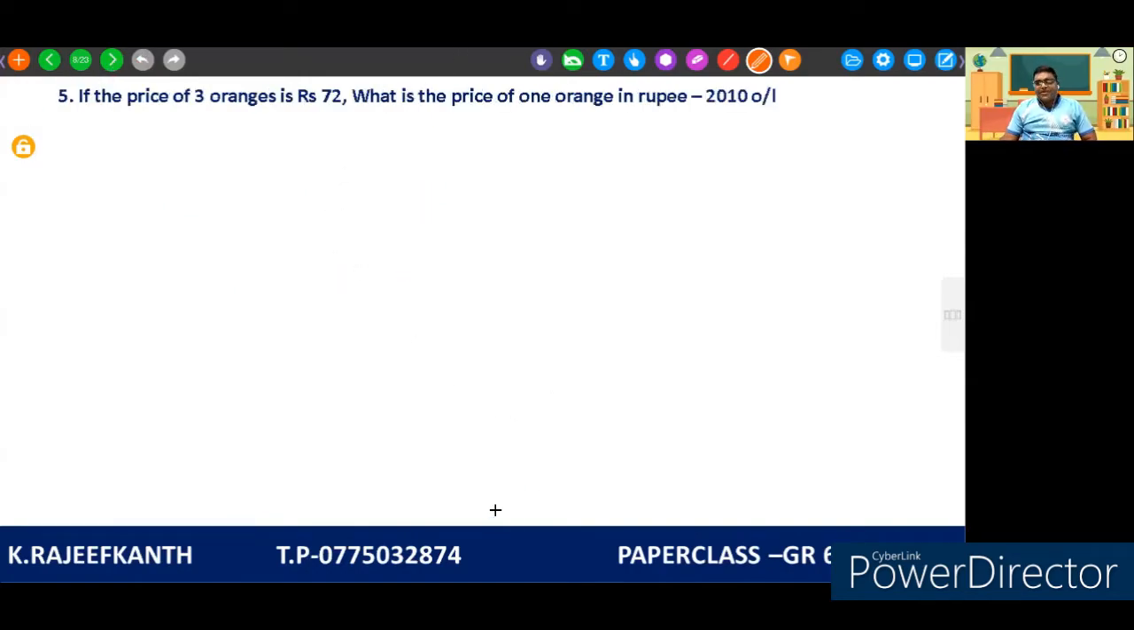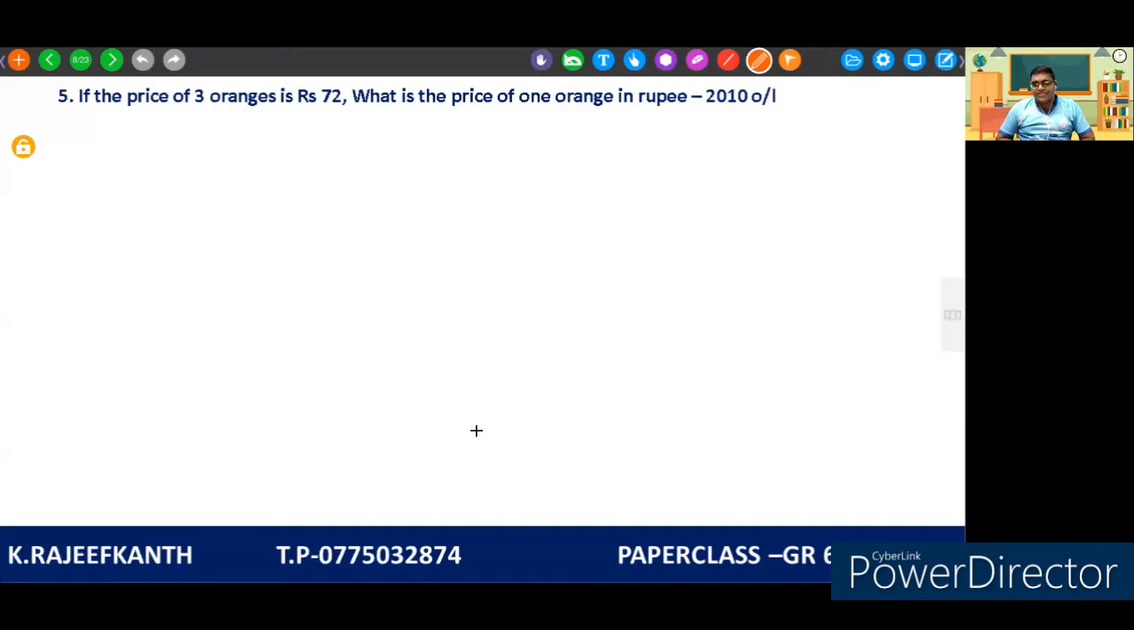Then the question number 5. This is the O-level question. I already told you we are doing not only grade 6 questions and also O-level questions. So we can do that question very easily, right? So if the price of 3 oranges is rupees 72, here they have given. The price of 3 oranges is rupees 72. Then what is the price of 1 orange in rupees?